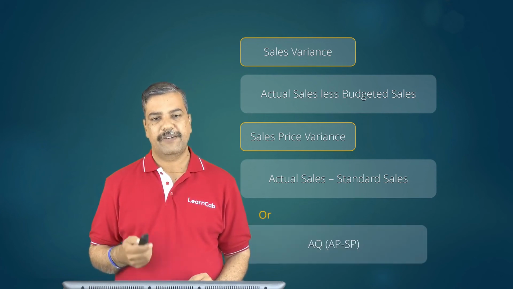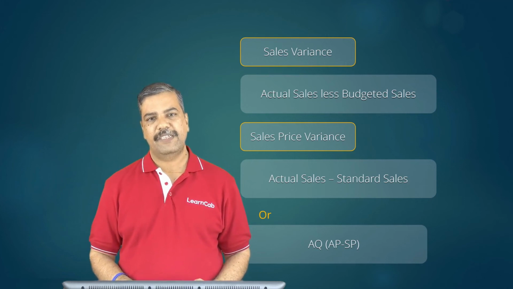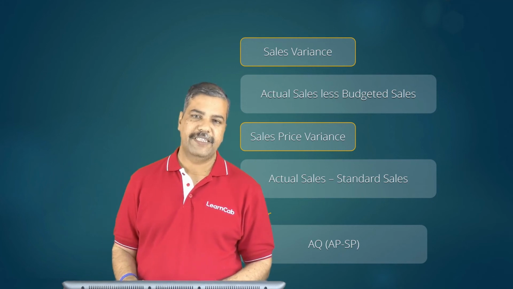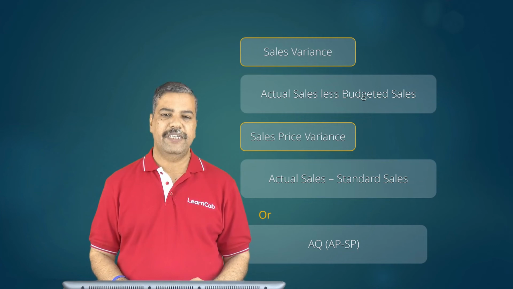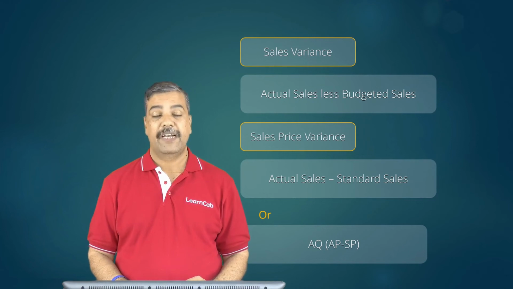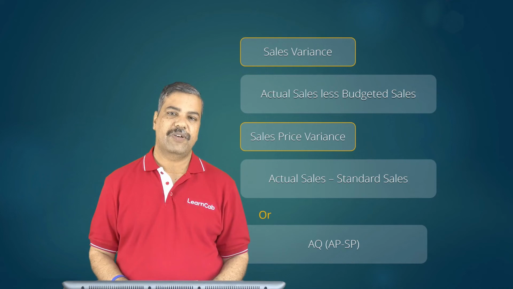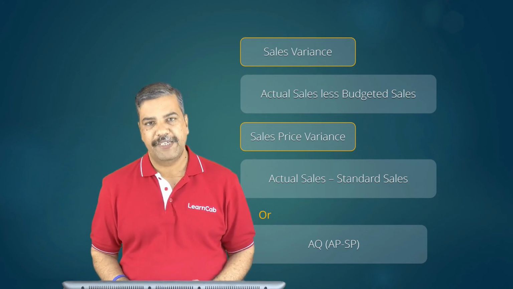Very important point, please remember the formula. This year, for the first time, we are seeing something called AQ, that is actual quantity. This came in materials, and now we are seeing it in sales. So it is AQ multiplied by (actual price minus standard price). That is, actual price minus standard price, multiplied by your actual quantity. That gives you your sales price variance.